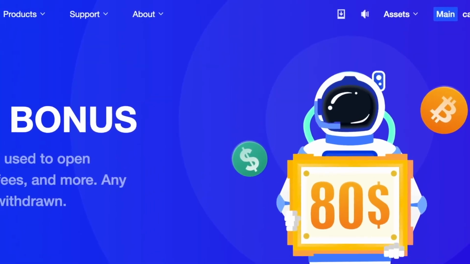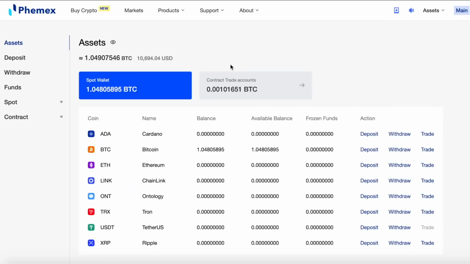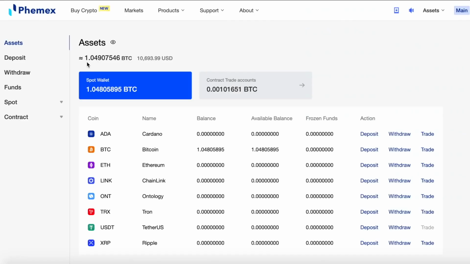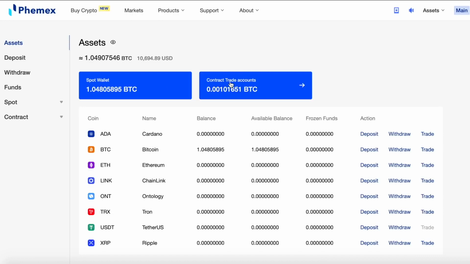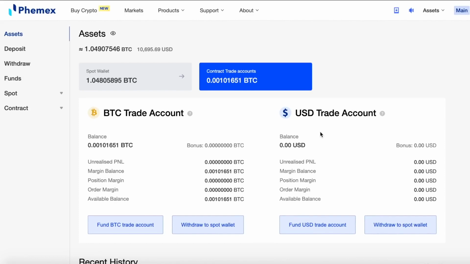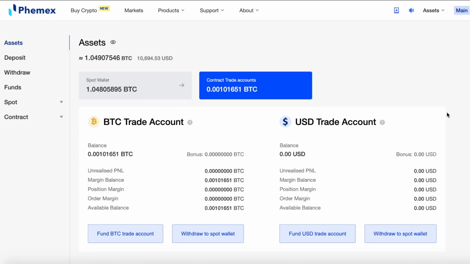Alright, let me show you how to deposit. If you click assets up here, then you will come to this page. To deposit Bitcoin on Phemex, just click deposit here. You can deposit Cardano, you can deposit Ethereum, Chainlink, or whatever you want to deposit. And you will see that I currently have 1 Bitcoin in this account, and you can see that it's currently in my spot wallet. Over here you can see contract trade accounts. If I click here, you will see that I have close to 0 Bitcoin and 0 US dollar. And this might seem very complicated and confusing, but don't worry, I'm going to show you exactly how all of this works.